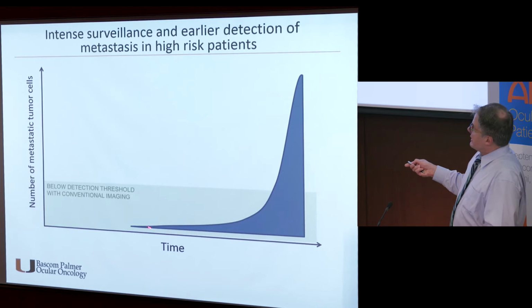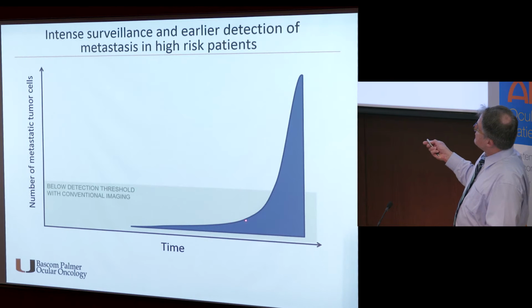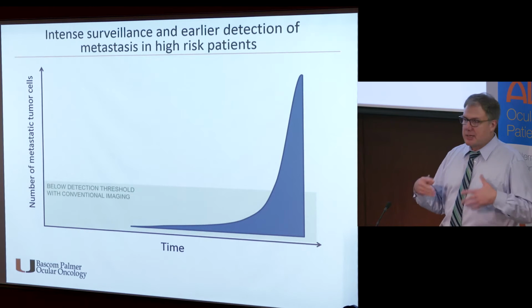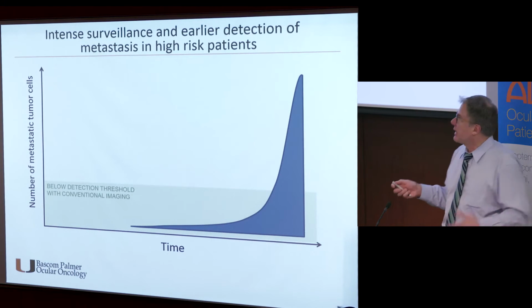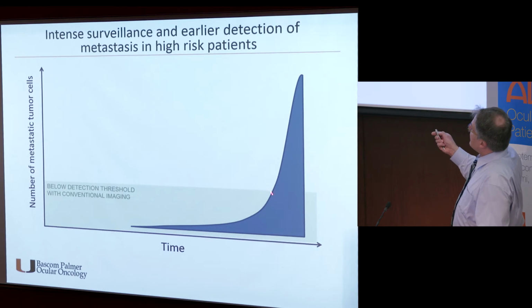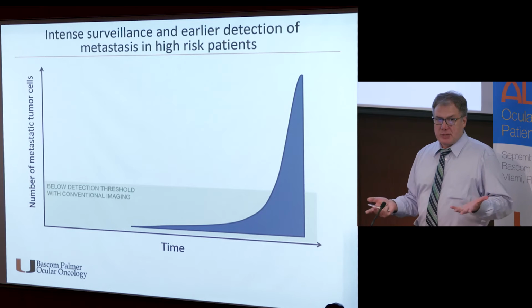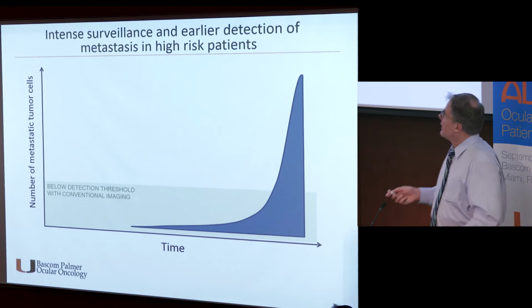And that may stay dormant for a long period of time, but at some point it starts to increase and increase and increase. And it's only here that we can detect it with our best imaging techniques, PET scans, MRIs, whatever you want to try. So by the time we can detect it, there are millions of tumor cells in the body, okay?